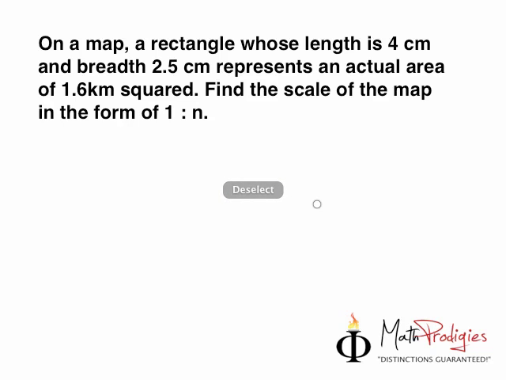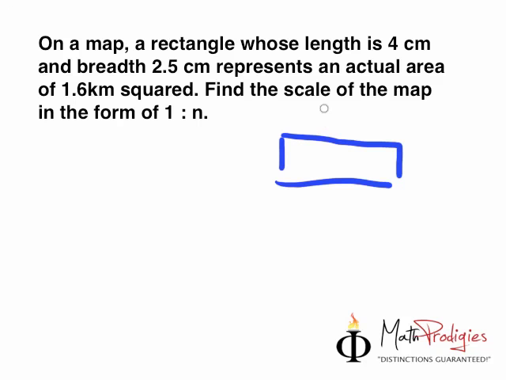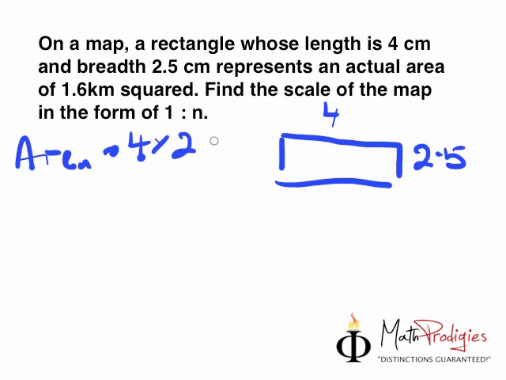It's actually pretty easy. Now, first off, we need to visualize a rectangle whose length is 4 cm and the breadth is 2.5 cm. Okay, so what is the area here? The area is very simply, so just write area equals to 4 times 2.5. What's that? Equals to 10 cm squared.